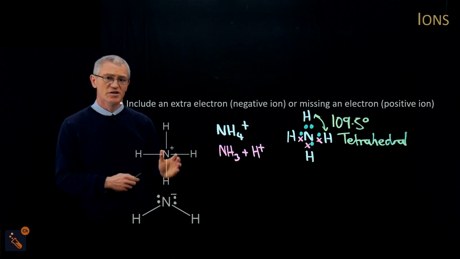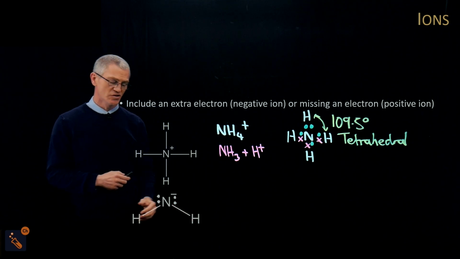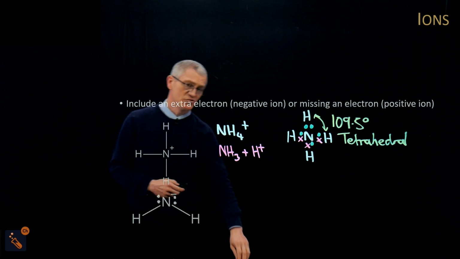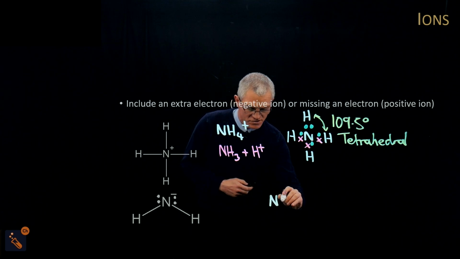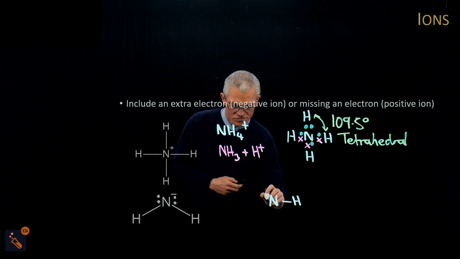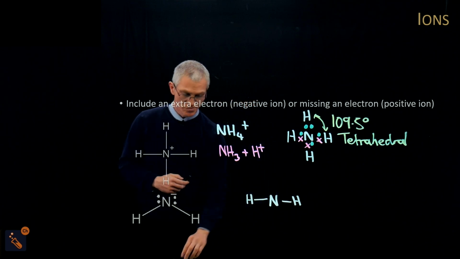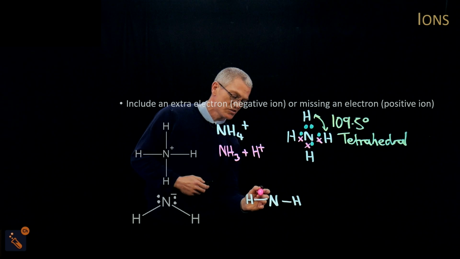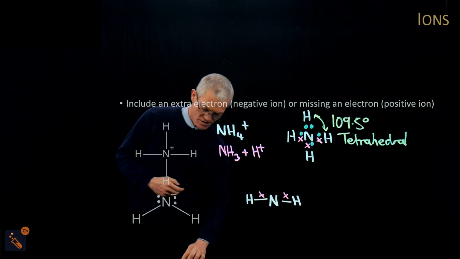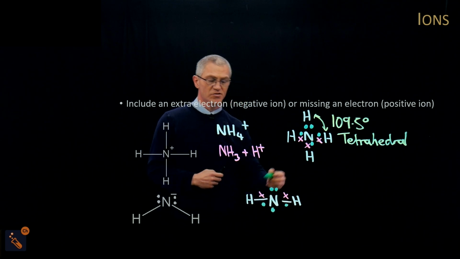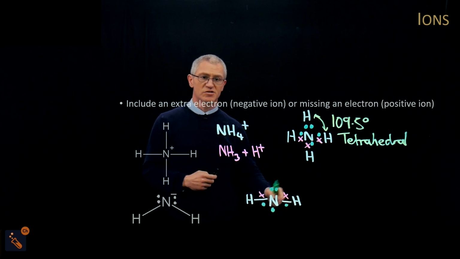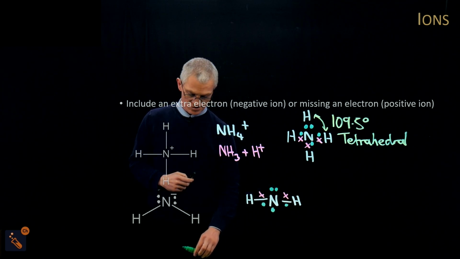If we then look at our next example, NH2 minus, let's draw it out again. There you go, and we can put our electrons all the way on the top. Let's do our hydrogen electrons first, and then our nitrogen electrons: 2, 3, 4, 5. So I've got my 5 electrons from the nitrogen and 2 electrons from the hydrogen.